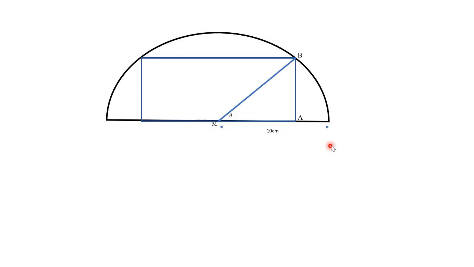All right, so the first thing we're going to do is we're going to put in our radius of 10, okay? All right, then a warning.